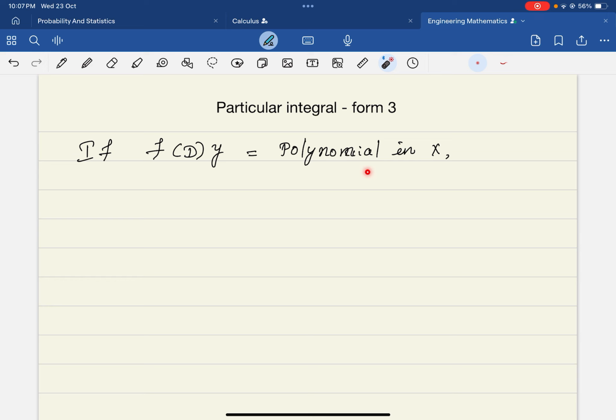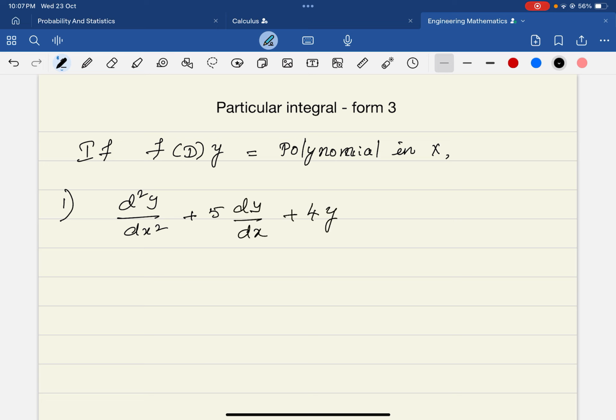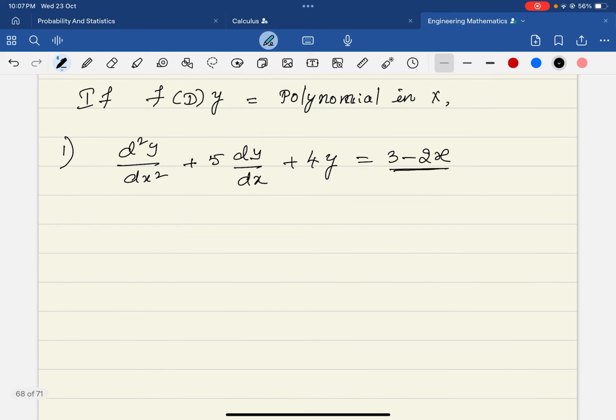If f of D operating on y is a polynomial in x, then the method is, I'll take a problem and make you understand. Suppose you have d square y by dx square plus 5 times dy by dx plus 4y is equal to 3 minus 2x. This is not form 1 and not form 2. Form 1 means exponential, form 2 is either sine or cosine, and form 3 is the polynomial. So now this is a polynomial in x, therefore we follow form 3.